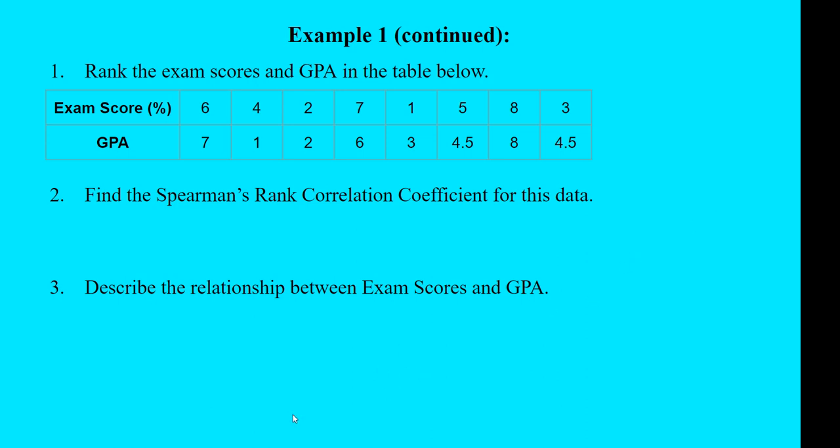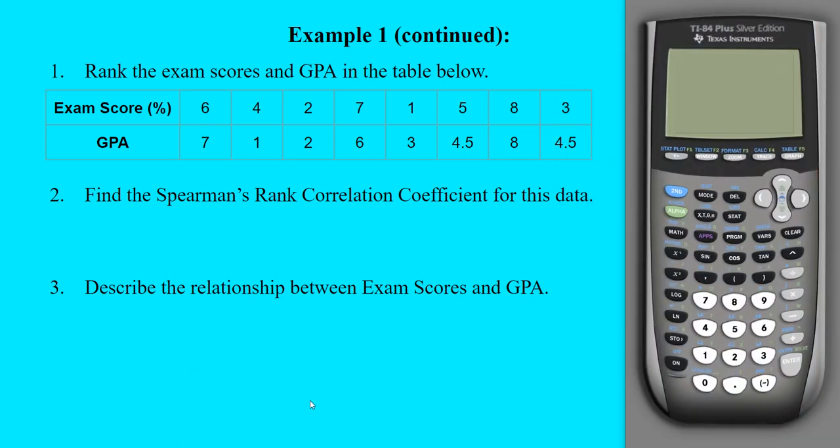In order to find Spearman's rank correlation coefficient for this data, we're going to be using our TI-84 Plus calculators or something similar. And so in order to get the data into the calculator, we're going to go with stat and then edit. Enter each data value, 6, 4, 2, 7, 1, 5, 8, 3, and make sure that it's looking for the 9th value right now. We had 8 values total, so that looks good.